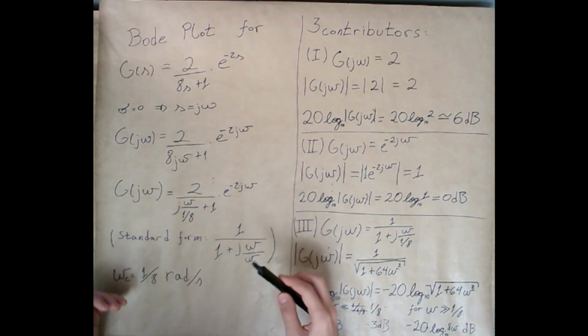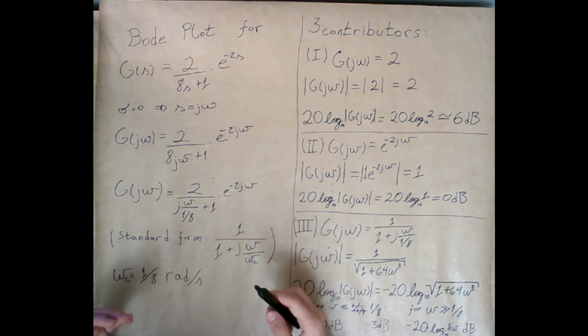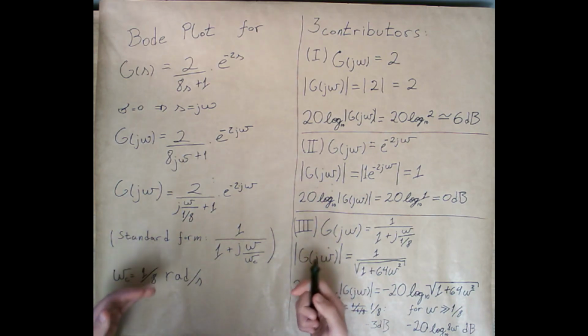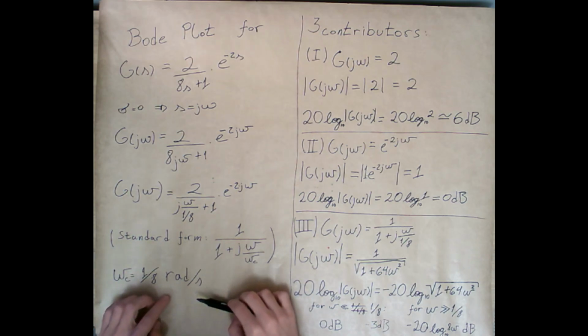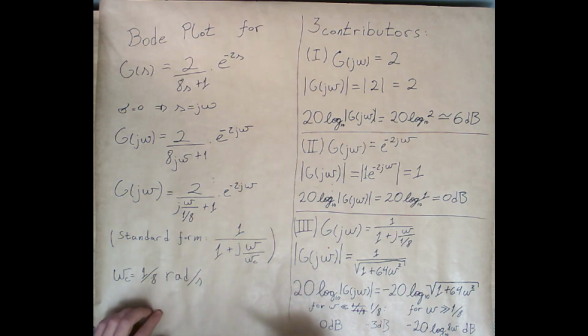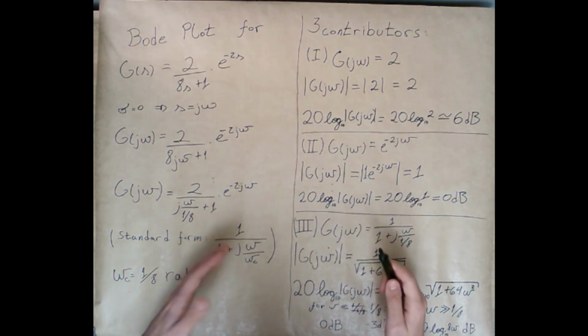Also, it makes the corner frequency explicit. The corner frequency is an important value, as we'll see later. Here, it takes on the value of 1/8 radians per second. First, we're going to build the magnitude part of the diagram.